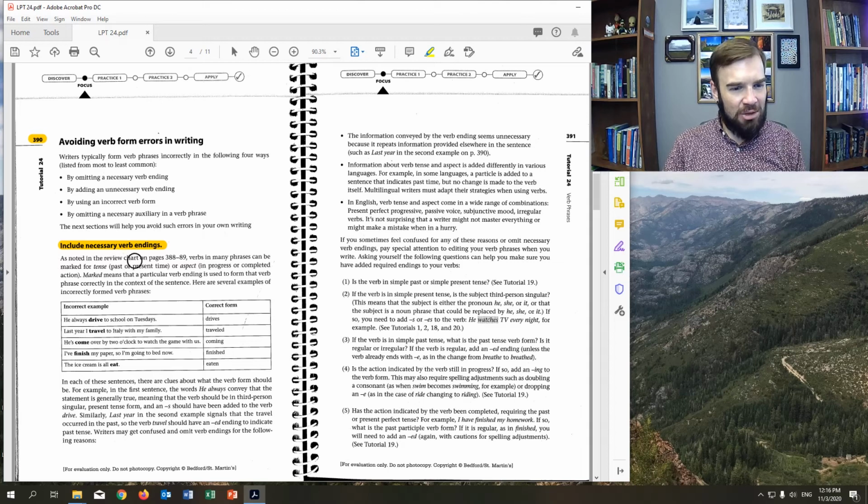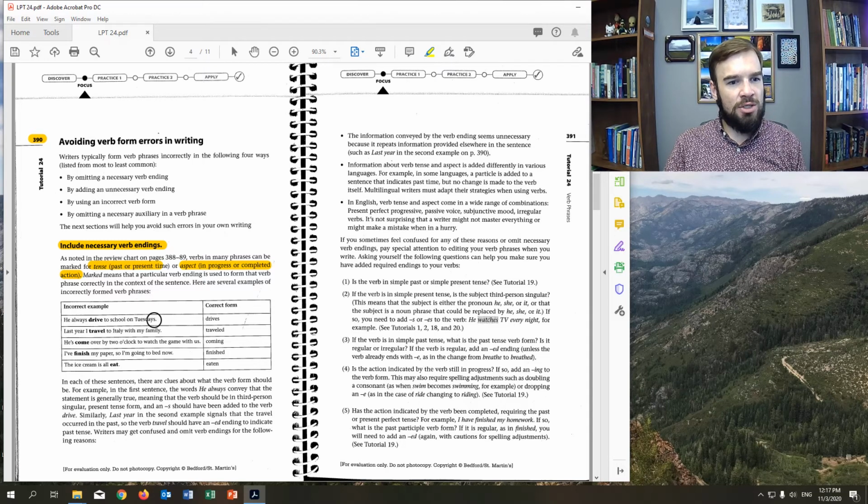Now, as noted in the review chart on pages 388 and 389, verbs in many phrases can be marked for tense, past or present time, or aspect, in progress or completed action. Marked means that a particular verb ending is used to form that verb phrase correctly in the context of the sentence. Now, here are several examples of incorrectly formed verb phrases.